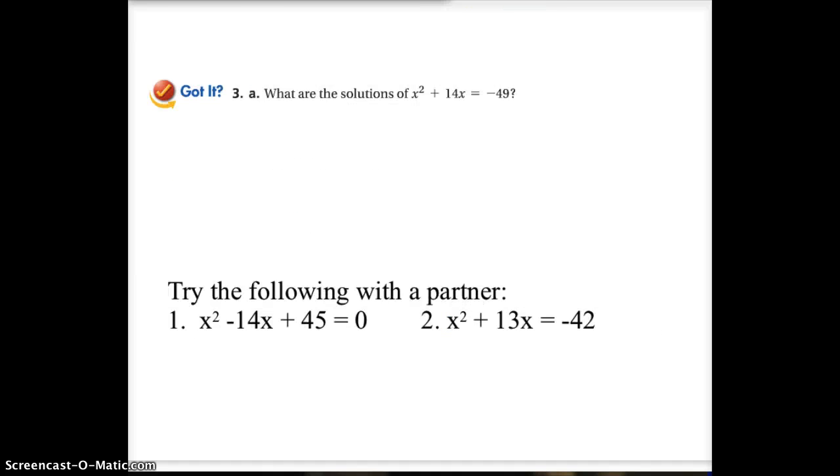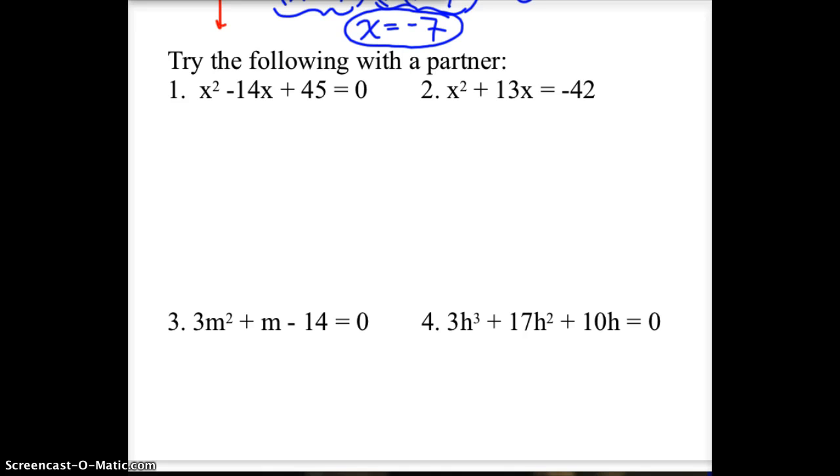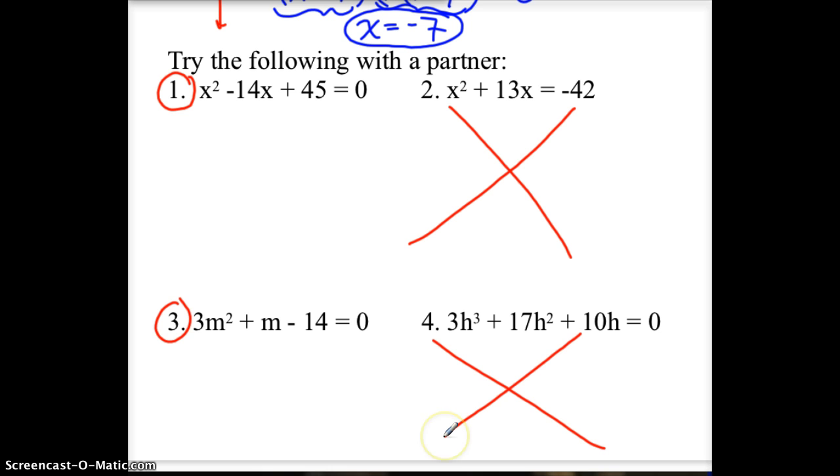So what I'd like you to do before you work on the worksheet is go try 2 of them and compare them with the person next to you. Go try number 1 and go try number 3. And we don't need to do these. And then we'll work on the assignment for 9-4.